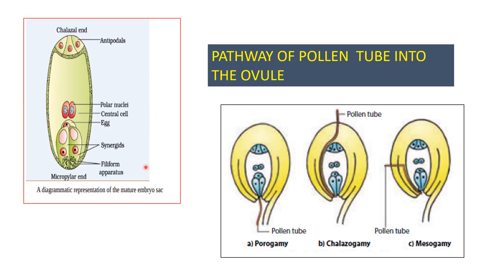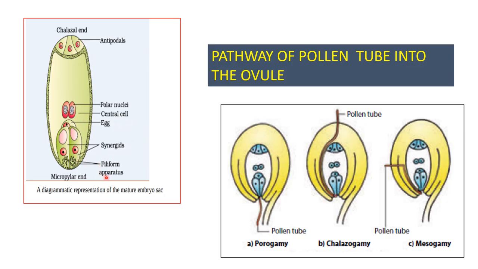Here we are seeing a mature embryo sac, at the 7 celled and 8 nucleate stage. Here we are seeing 1, 2, 3, 4, 5 and 6, 7, 8 nuclei, but 7 cells: 3 plus 3, and the remaining cell with the two polar nuclei together is called the central cell.